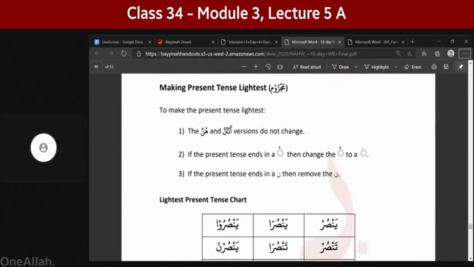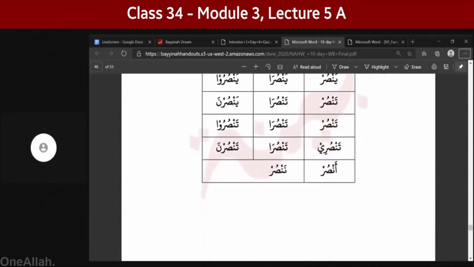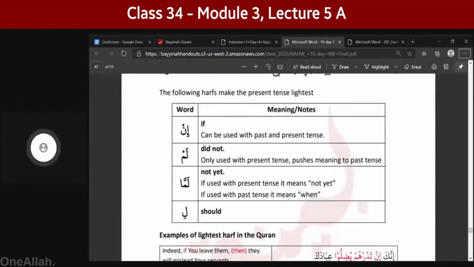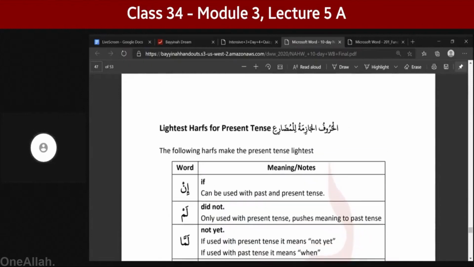Speaking of lightest, just like we had the harf of light, we have the harf of lightest: lam, lamma, wal, fal, and li. Ustad mentioned that there's wal, fal here, but it's just not included. So in lam, lamma, wal, fal, and li. And if you see any of these harfs followed by a present tense fi'l, then that present tense fi'l will be made lightest. Now we talked about the effect of what light looks like. Now let's talk about what lightest looks like.